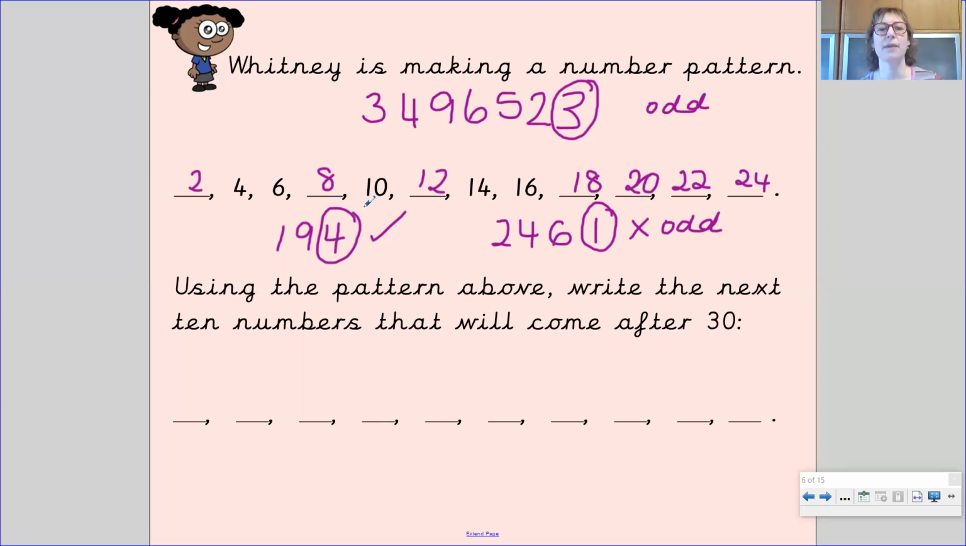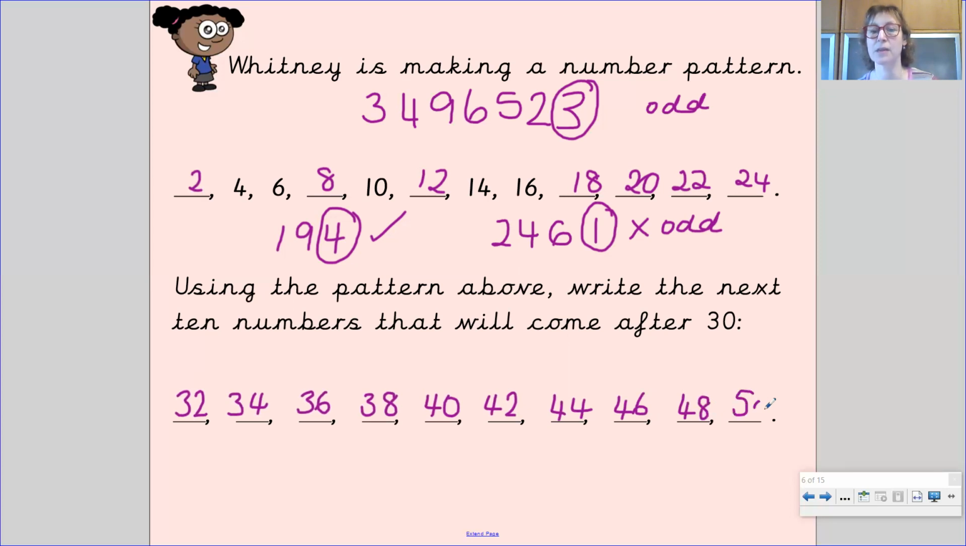So using the pattern above, this 2, 4, 6, 8, we're going to write the numbers that come after 30. So if we had 30, we would then have 32, 34, 36, 38, and then we just need to know what the next 10 is, and that's normally where it gets a bit tricky, so that's 40. And then the same again, so 42, 44, 46, 48, and then we just need to work out what the next 10 is, 50. And we would carry on and on and on.